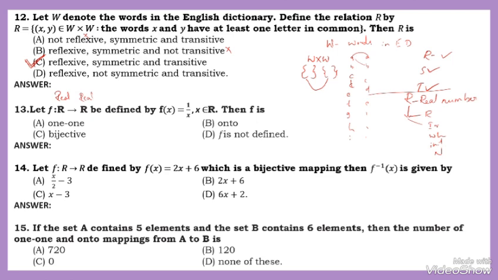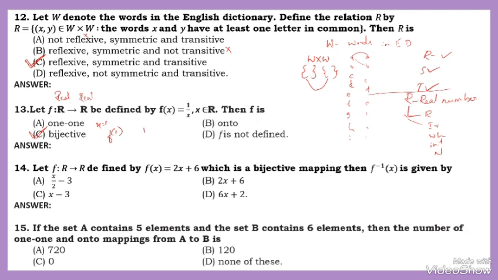Here, defined by f of x is 1 by x, where x belongs to R. Then f is 1-1 and onto. Here, real number to real number, the function is bijective. For example, f of 1: I will take x is equal to 1. Then what is the answer? 1 divided by 1. The answer is 1.